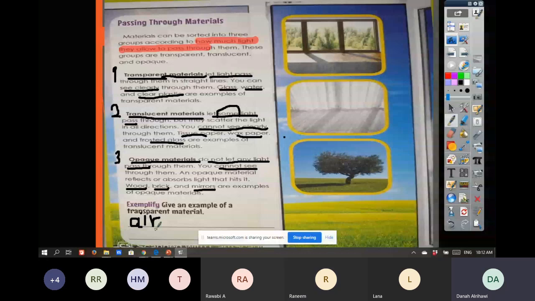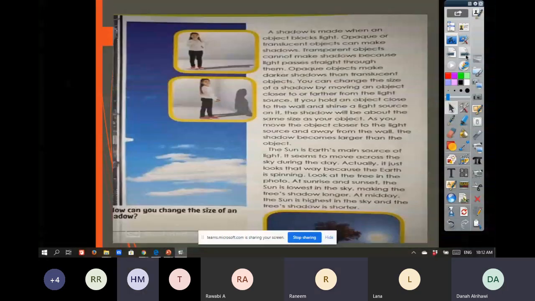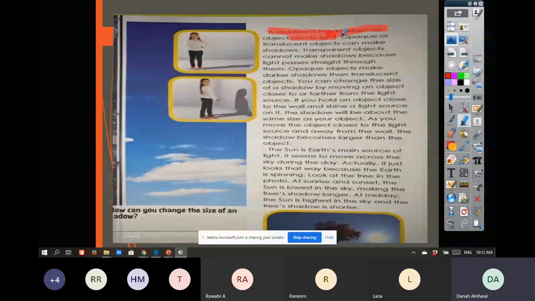Let's see the last page for today. A shadow is made when an object blocks light. A very important word: block. Only two kinds of materials can do this: opaque and translucent objects. Actually, opaque objects form a darker shadow. If you hold an object close to the wall and shine a light source on it, the shadow will be about the same size as the object.